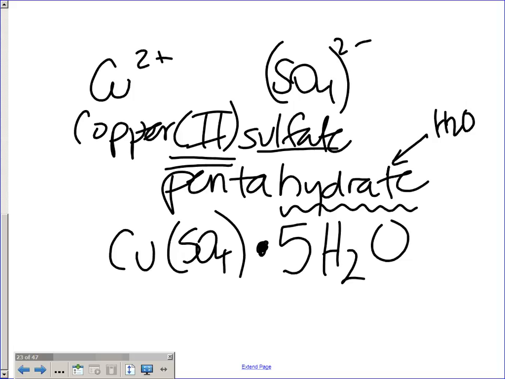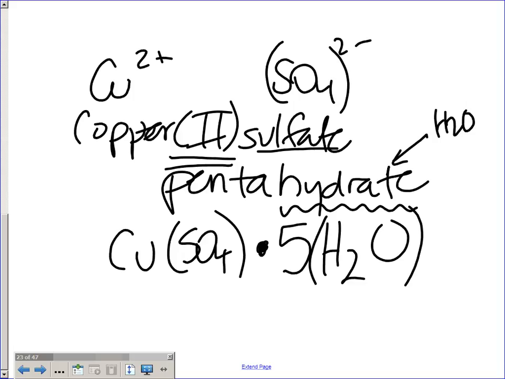How would I find the molar mass of this? Please do not say multiply. This is not a multiplication symbol. This is literally a dot. Just add, right? Copper plus sulfur plus 4 oxygens plus 5 waters, which would be 10 hydrogens and 5 oxygens. So just make it work for you, but that's how you will be calculating that in the lab.